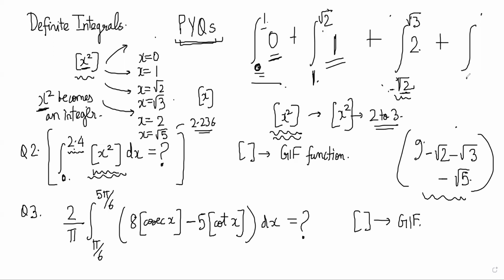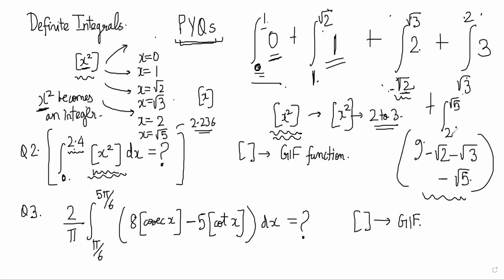तो नेक्स्ट इंटरवल क्या है? रूट 3 to 2, राइट? Yes, sir. उसमें x स्क्वायर का वैल्यू क्या है? 3 to 4, राइट? Yeah, so GIF 3 होगा.